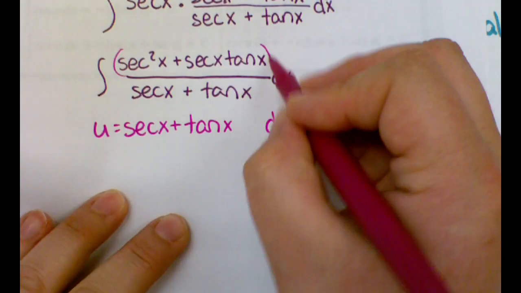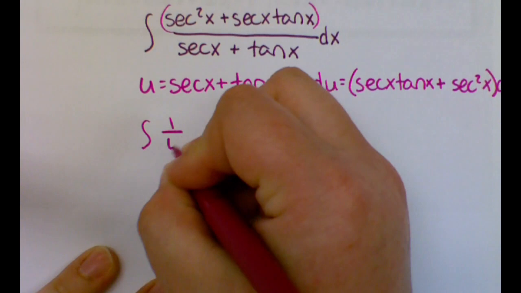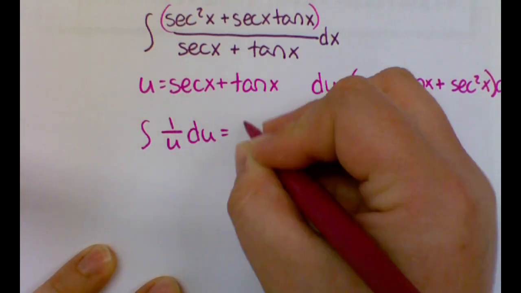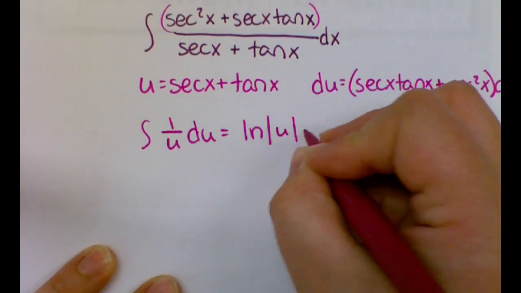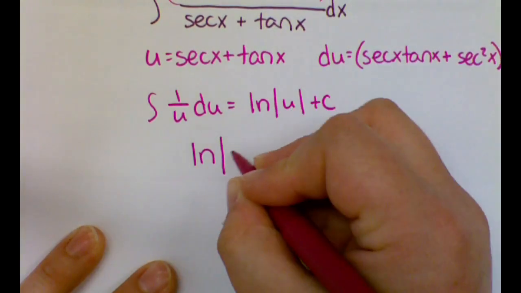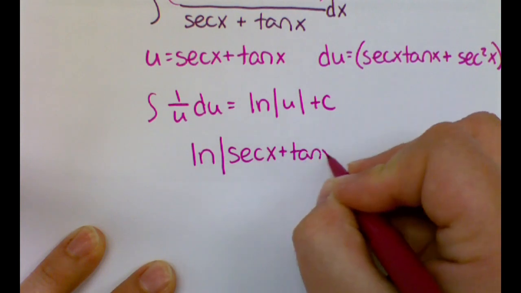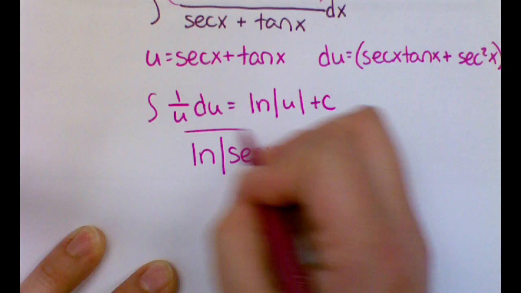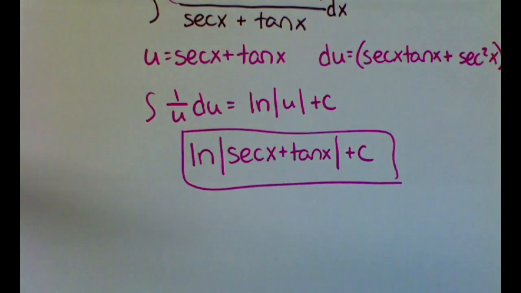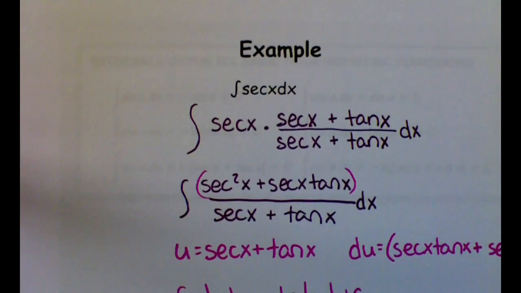That matches our numerator. So we have the antiderivative of 1 over u du, which is the natural log of the absolute value of u plus c, and just substitute u back in. The natural log of the absolute value of secant of x plus tangent of x plus c. The tricky part here is figuring out that you need to multiply by secant of x plus tangent of x over itself.